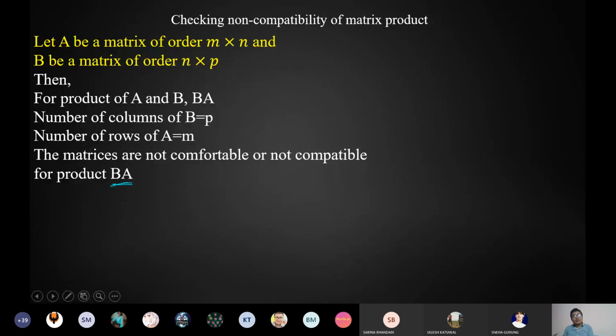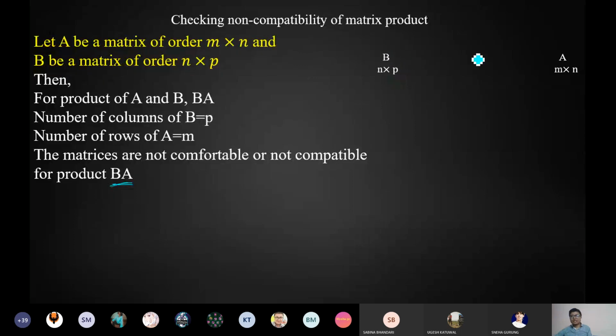Whether it is equal or not is a different thing here. But it does not exist. In fact, AB exists and it has some product, it has some elements. But BA does not exist. Amazing. So let me explain it further. B has order n cross p. A has order m cross n.